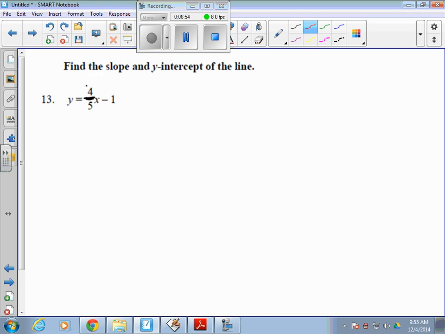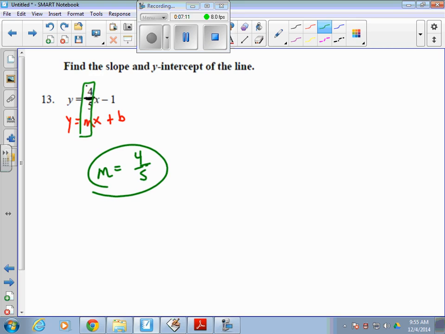Number 13 says find the slope and y-intercept. Again, nice and neat for them to do that for us. Y equals mx plus b. Your m value is what multiplies by x. Your slope is 4/5. Your b value is the sign that goes with that. The b is the y-intercept. It's negative 1. Slope is 4/5. Remember, m is slope, b is y-intercept.